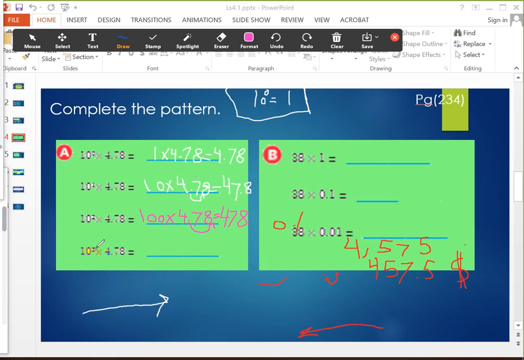What about the last one? 10 power 3. 10 power 3 means I have 1000. I have 3 zeros according to the power. Multiply with 4.78. So I have to move the decimal point 3 digits. I have only 2, so I have to put here 0 and move the decimal point into this number. So the number will be 4,780.